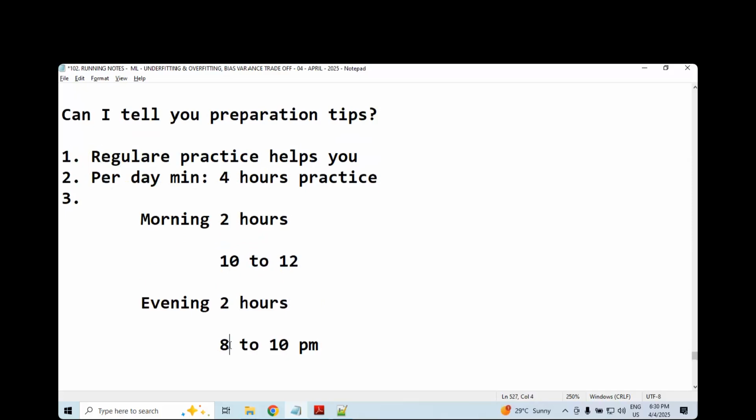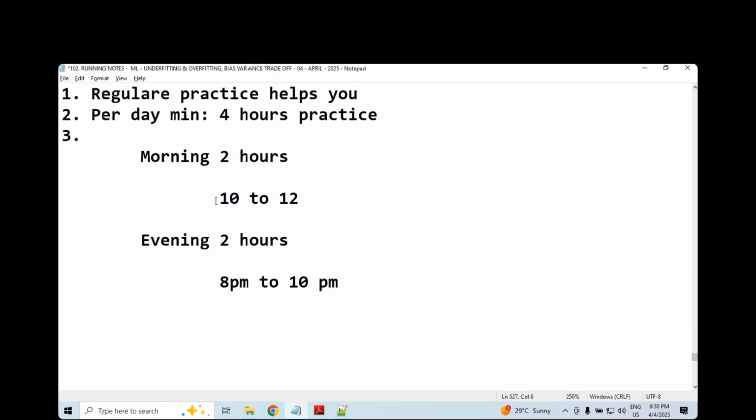Think like this. Team, let me tell you, stick to the same hours all days. Monday same timings, Tuesday same timings, Thursday same timings, Friday same timings actually. Don't change the timings. Can I tell you one small point?